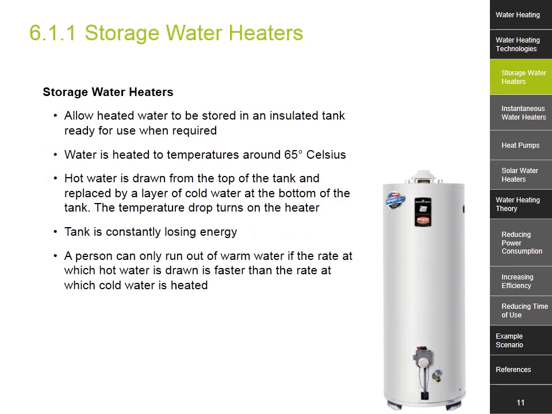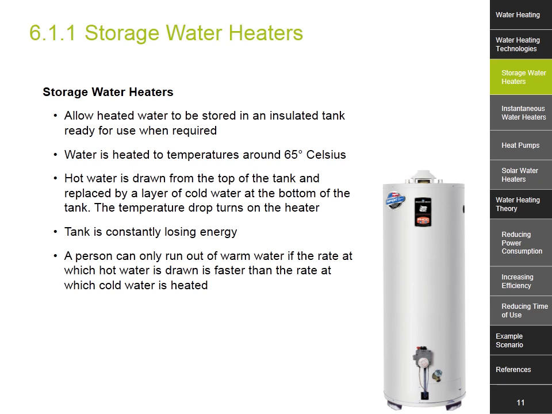Storage water heaters allow heated water to be stored in an insulated tank ready for use when required. Water is heated to temperatures between 60 and 70 degrees Celsius, and hot water is drawn from the top of the tank and replaced by a layer of cold water at the bottom of the tank. The temperature drop is sensed by a thermostat which turns on the heater at the bottom of the tank. Although the tank is insulated, it's constantly losing energy, so the hot water temperature drops over time until it's reheated. If hot water is drawn faster than the cold water can be heated up, the cold layer will eventually move to the top of the tank.